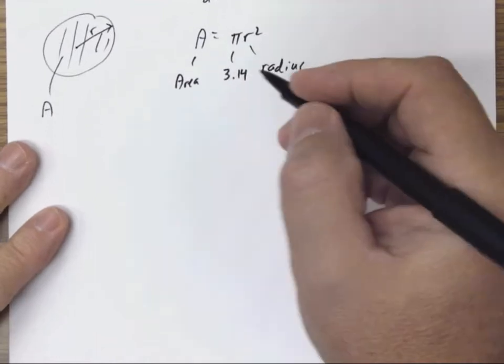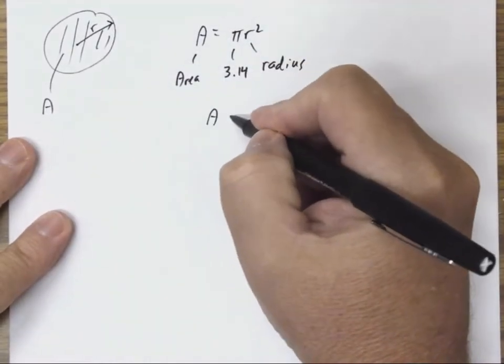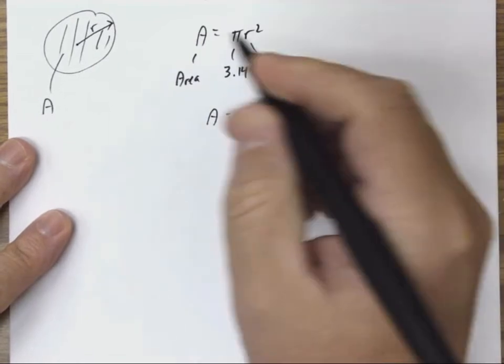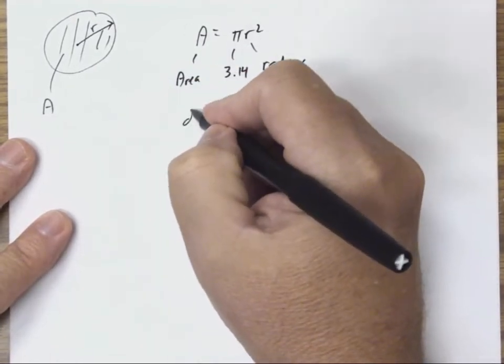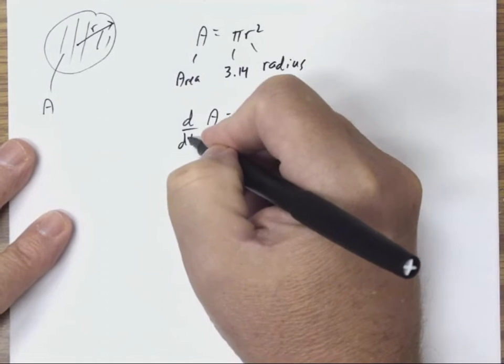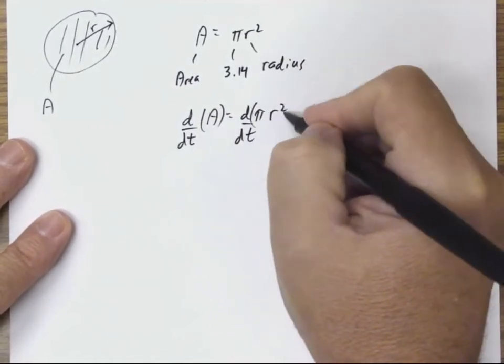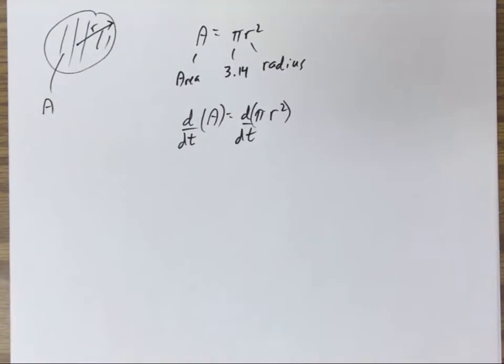So what's going to happen is, since things are changing, we are now going to take the derivative of both sides of this equation with respect to time. So it's almost like we're taking this equation for area, and now we're going to look at it as it changes. And the way we're going to do that is we're going to take the derivative of this whole equation with respect to time.